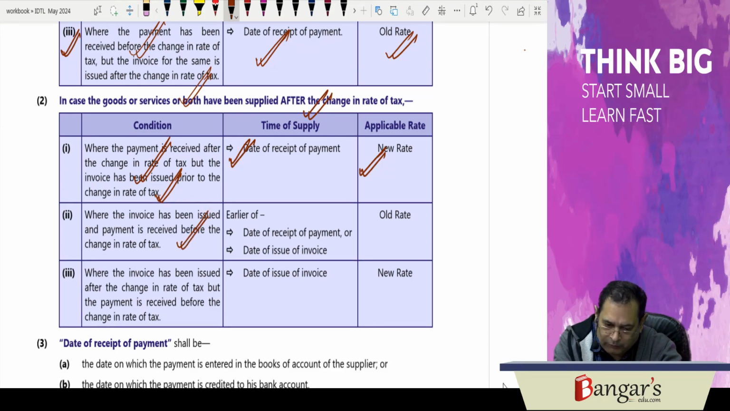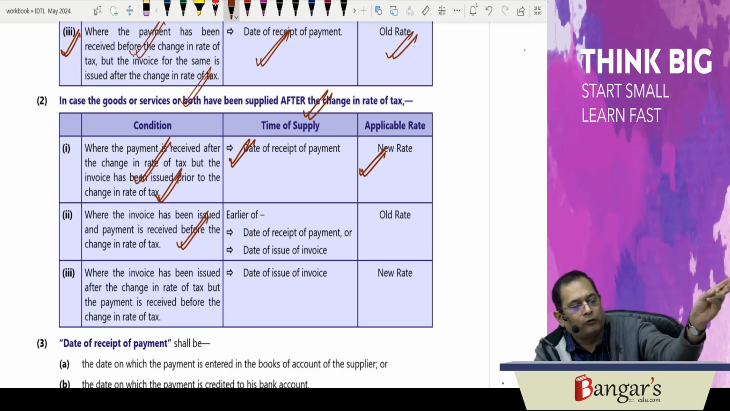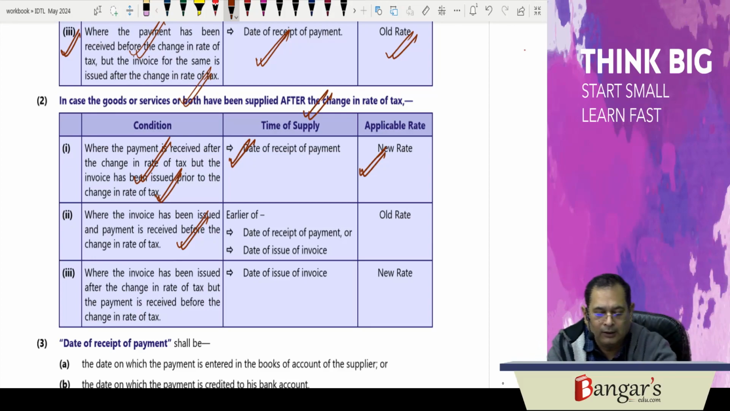Where the invoice has been issued and payment is received before the change and supply has been made after the change, these two events occur together. Invoice before, payment before. The time of supply will be the earlier of the date of receipt of payment and the date of issue of invoice. The old rate will apply.